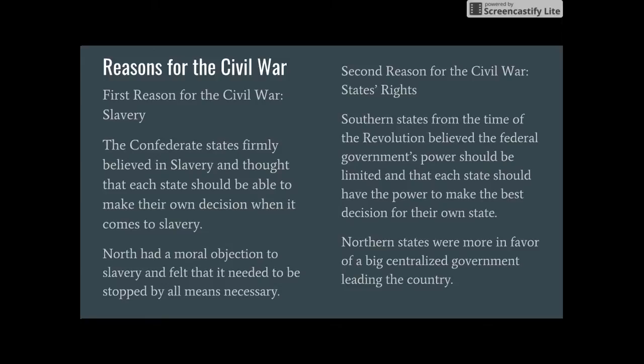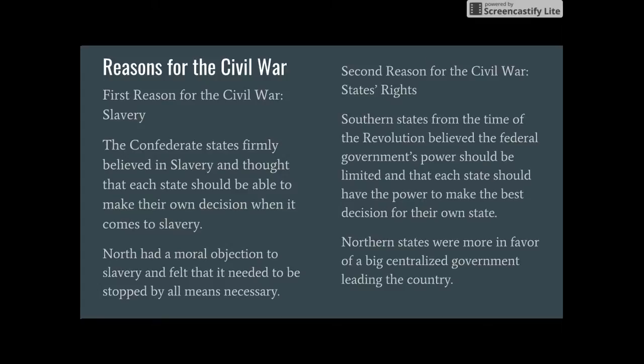So we're looking at the reasons for the Civil War. Lots of different reasons, but here are two key topics, two main ideas, two of the main causes. The first one is the idea of slavery. The Confederate States strongly believed in slavery. It was something that was kind of in their DNA, something that in the South they had always known for their entire lives. And they didn't know how things would continue on if they were to lose slavery.